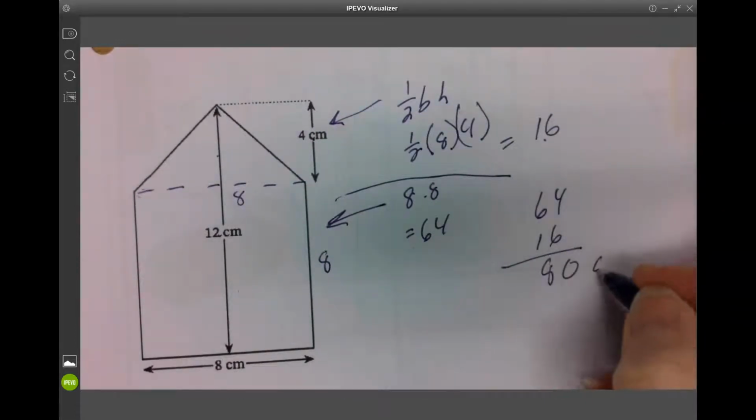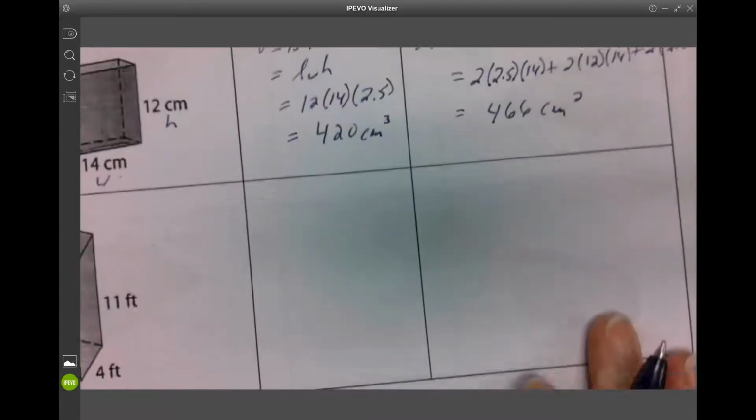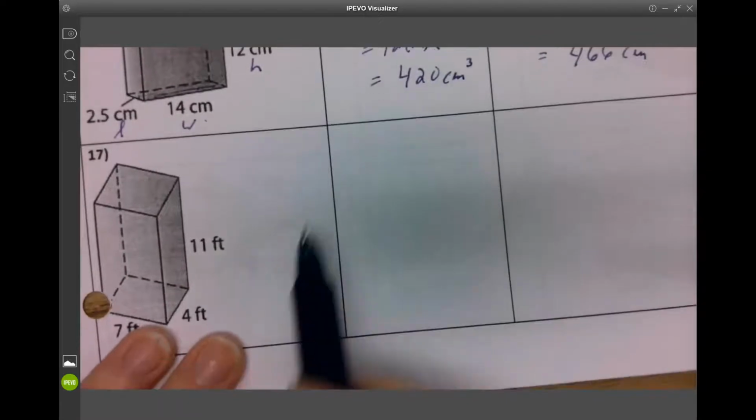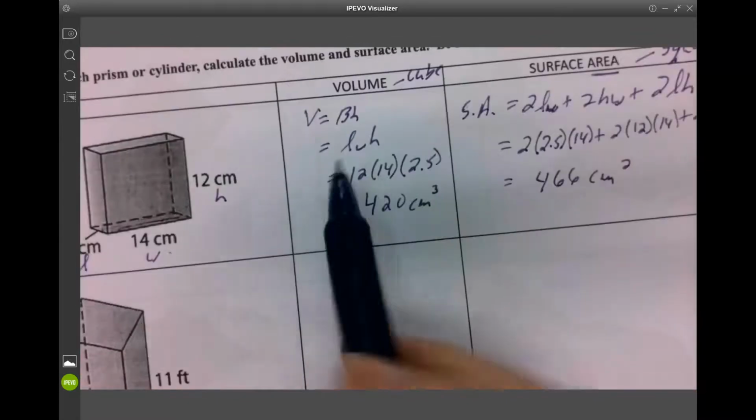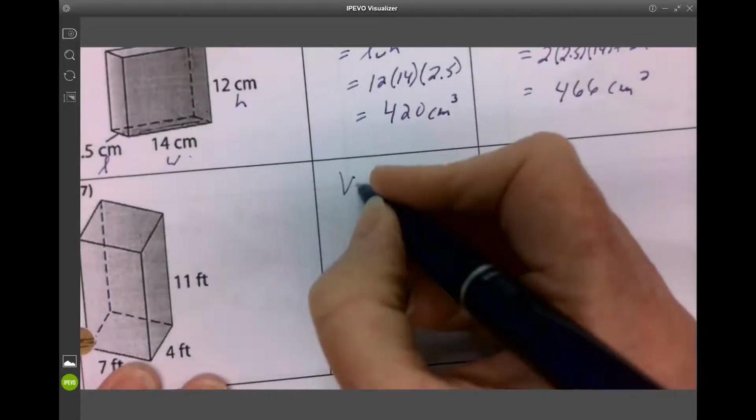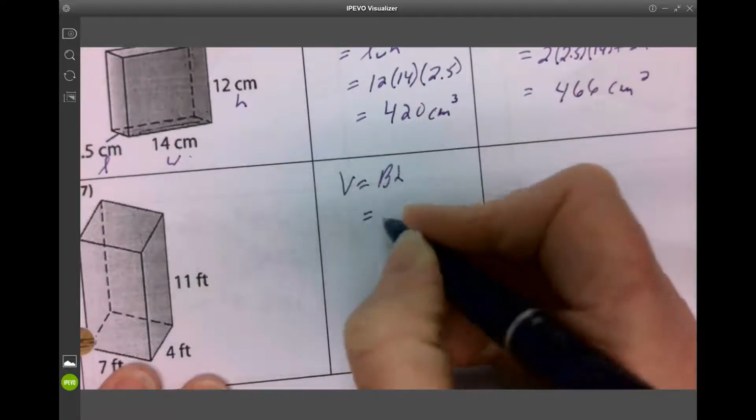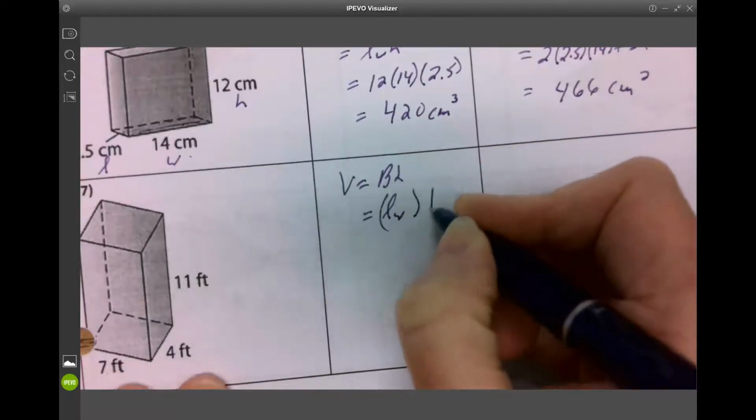80, I think, centimeters squared. Good. Here we have a prism. In order to find the volume of a prism, just like you did on this one up here, we're going to do the exact same formulas. Volume is equal to the area of the base times the height, which is length times width. That's the base times the height.